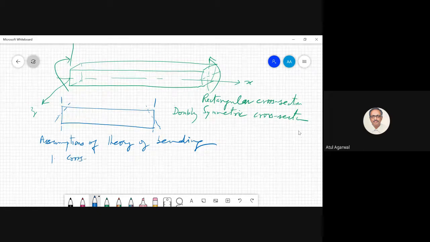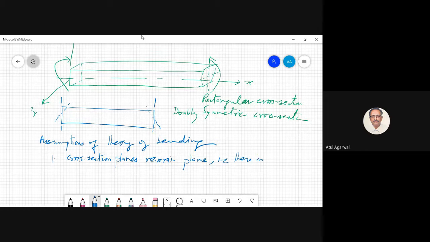Cross-sectional planes remain plane. That is, there is no warping, something which you had seen in the case of torsion. You see, these planes remain plane. They will remain flat. They will not wrinkle. Any problem with this?